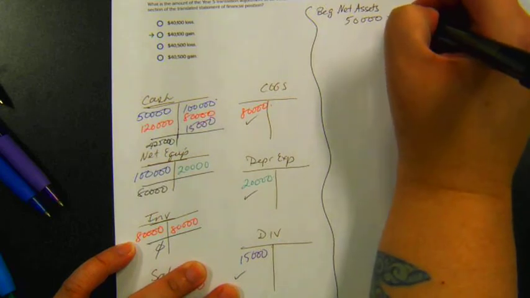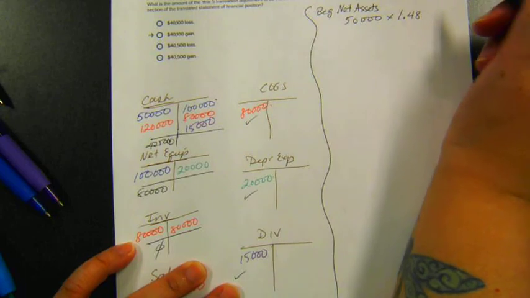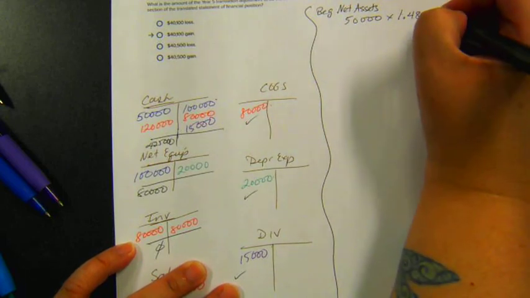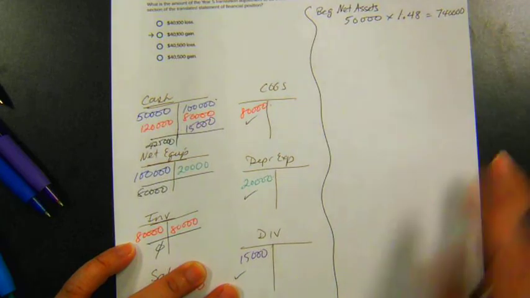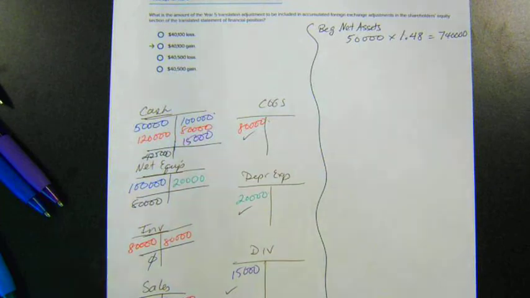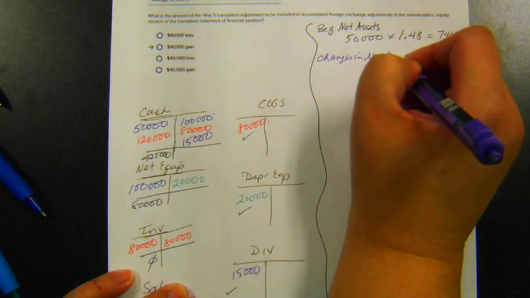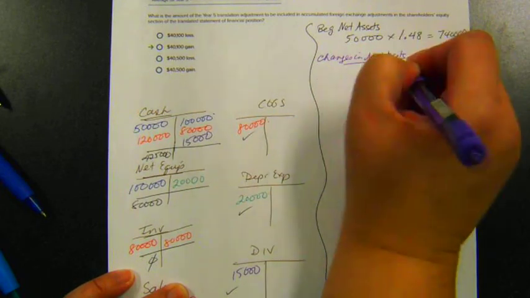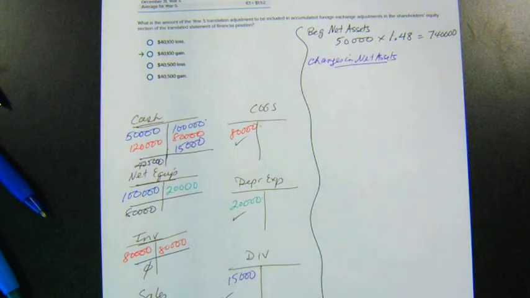And you have to look for the specific dates. So this is 1.48 because it's January 1st, year 5. That equals 740. Then we add changes in assets. Notice how it's different. The other one was changes in cash because it was all about monetary. This is all the assets and liabilities.